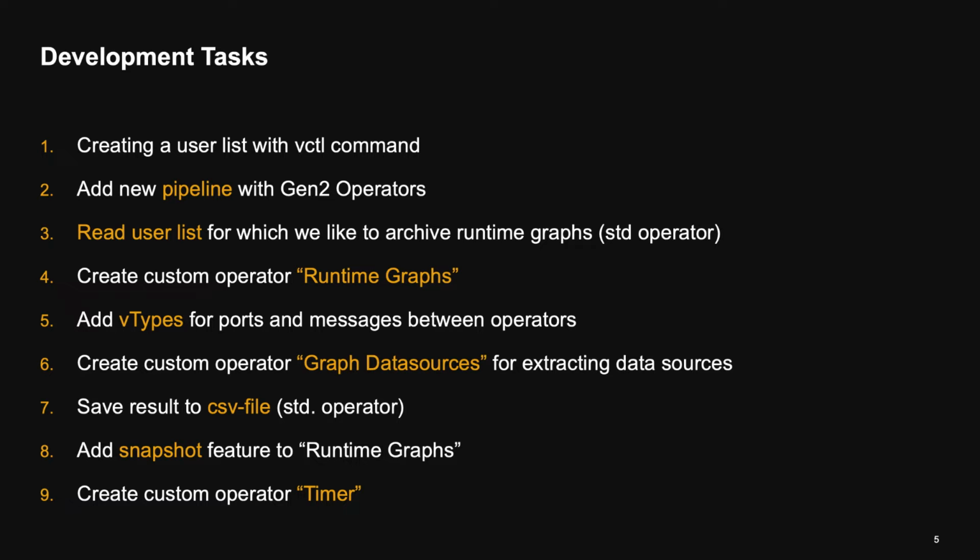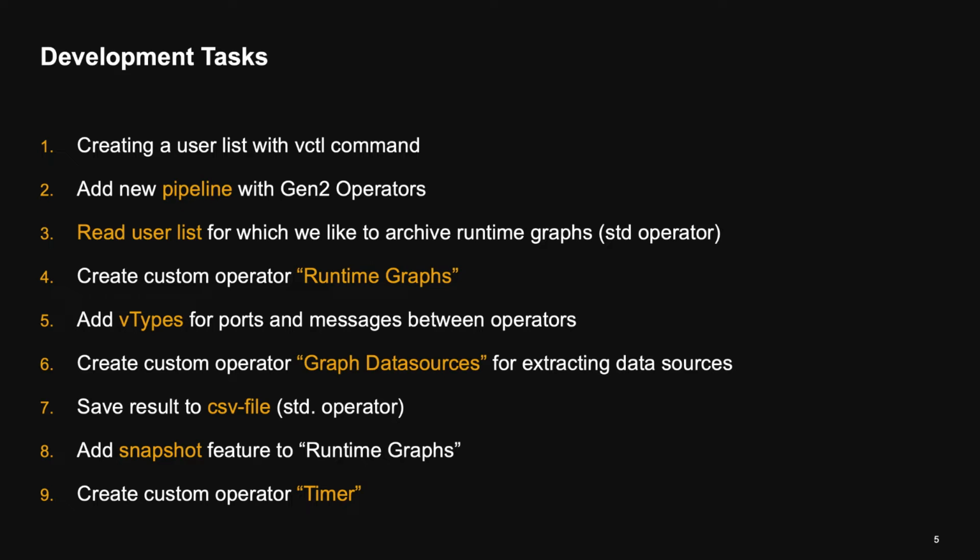Now let's have a look at what lies ahead of us. First, we have to create a user list with a VCTL command. Of course, we could have called a private API or added a config parameter list to get this list. I decided for the option of creating a VCTL user list because I could then show the integration with one of the most used standard operators. Secondly, we have to add a new pipeline and select that we want to do this with generation 2 operators. Then use a standard operator to read the user list for which we like to archive runtime graphs.